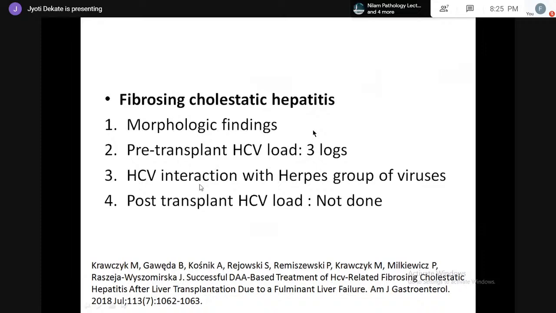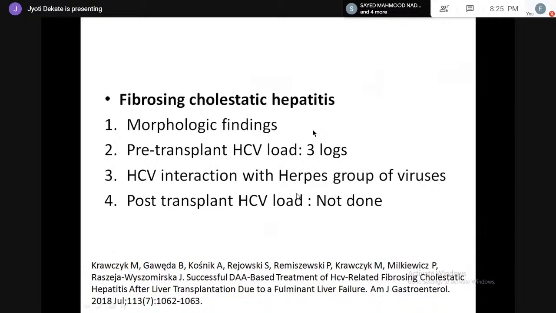So the HCV group of viruses are known to interact with herpes group of viruses and can cause a very aggressive infection leading to early allograft dysfunction in the post-operative period. However, in our case, the HCV loads were not done in the post-transplant period because the patient succumbed really fast in this case.